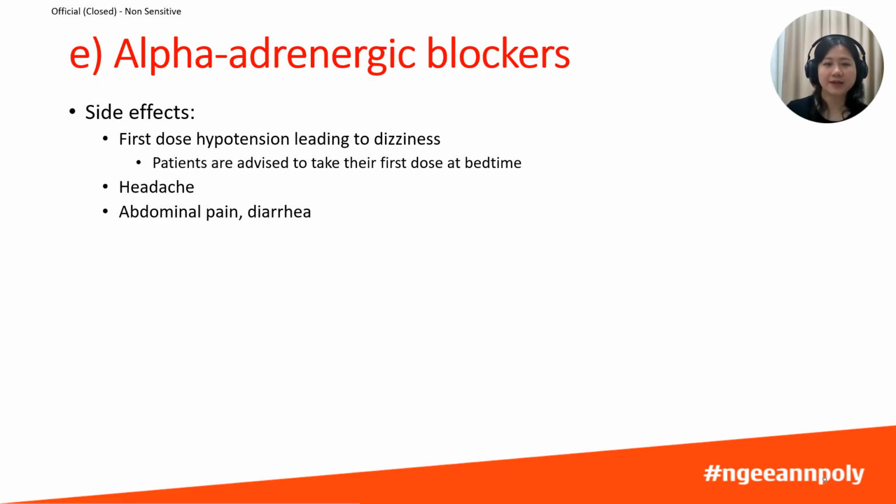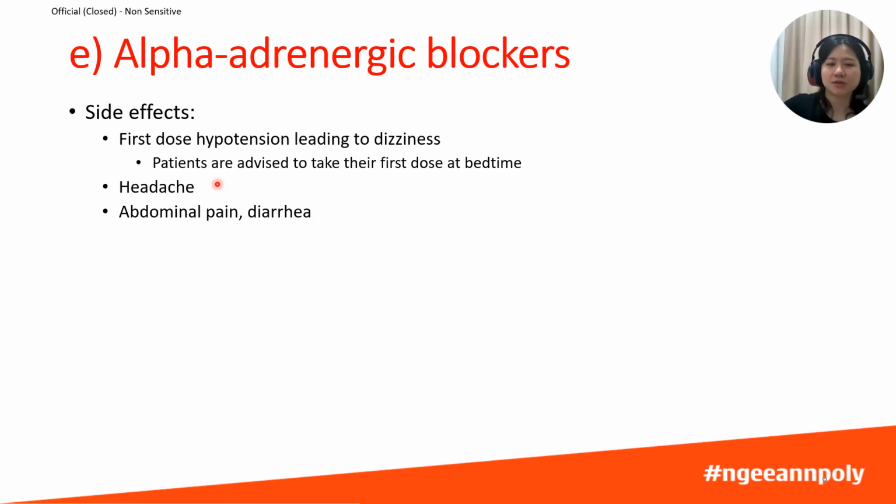Let's look at the side effect of alpha-adrenergic blockers. Alpha-adrenergic blockers can cause first-dose hypotension, which means hypotension especially when the patient first starts taking the drug. This leads to dizziness, and because of this, patients are advised to take their first dose at bedtime so that even if they feel dizzy, they are safely lying down and are not so likely to fall down.